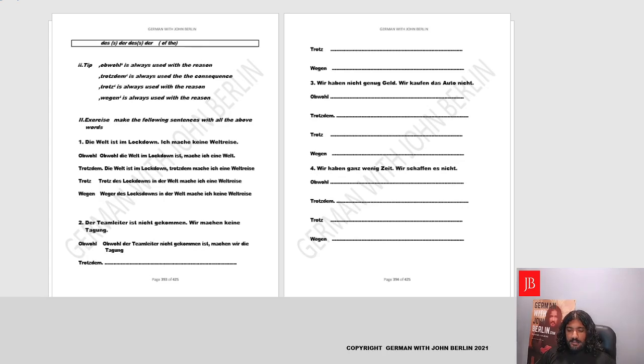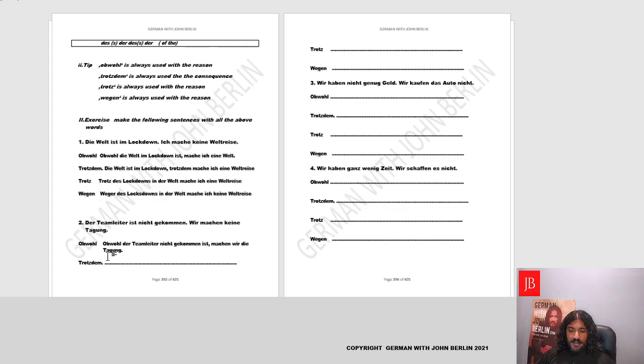Genau, that's how we write it here. So, obwohl der Teamleiter nicht gekommen ist, machen wir die Tagung. Although the team leader has not come, we do the meeting. Right? This is the Nebensatz, as we write with obwohl, and this is the main sentence. Yeah, this is the reason, this is the consequence. Obwohl is always used with the reason.